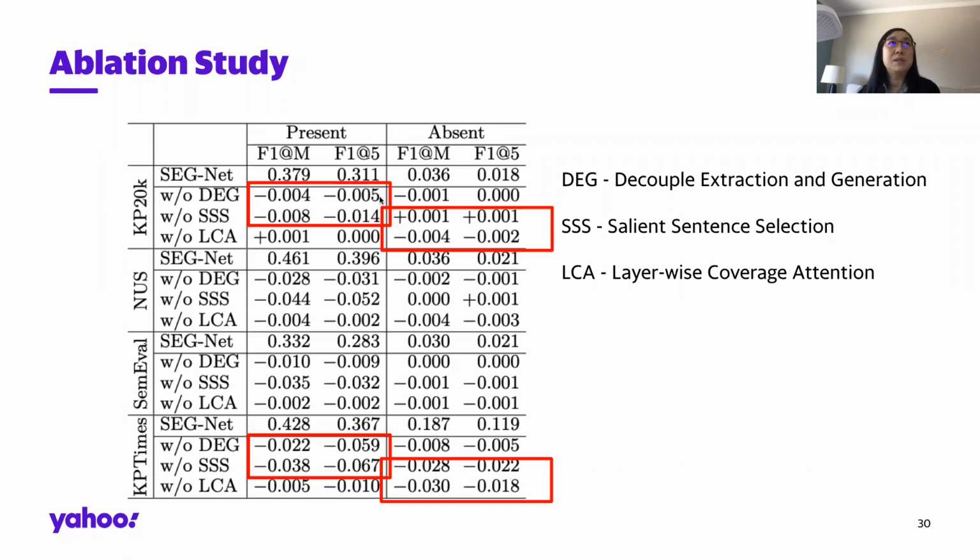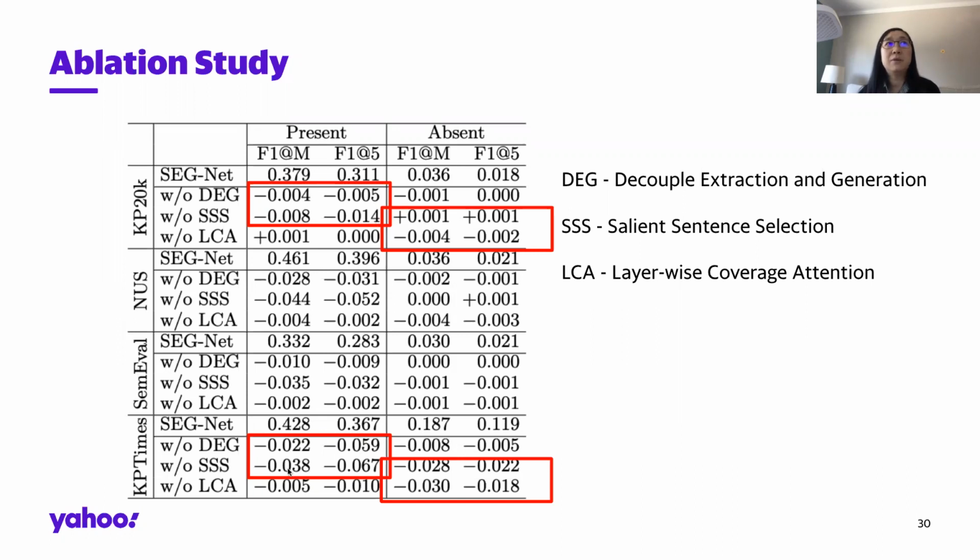So if we look at these results, it's very interesting because by definition, decoupling extraction and generation, we wanted to improve the default generative based models. So it would mostly affect the present key phrase generation. So we are seeing that here it's getting a much bigger improvement for the present key phrase generation compared to the absent ones. And with salient sentence selection, as we are just in general picking the most important sentence, it's expected to affect both present and absent key phrase.